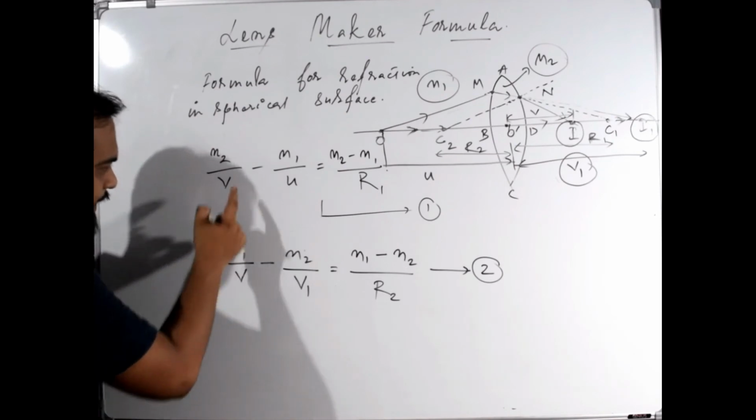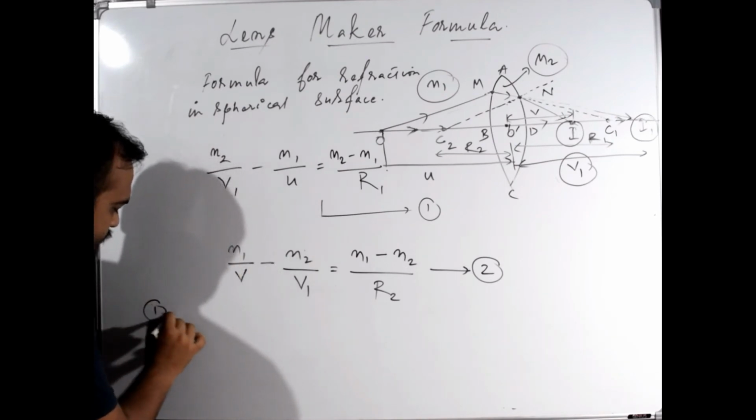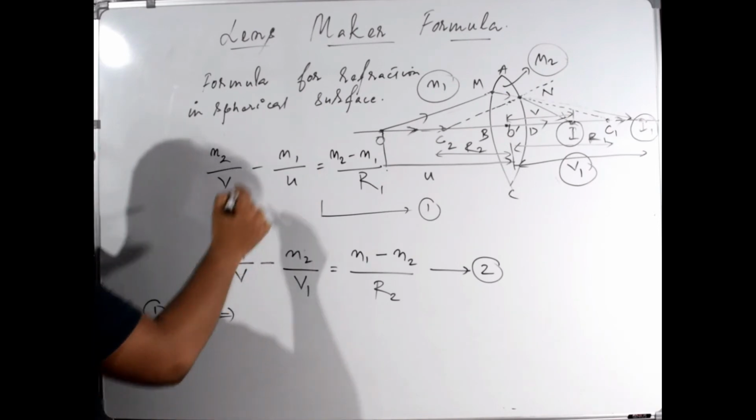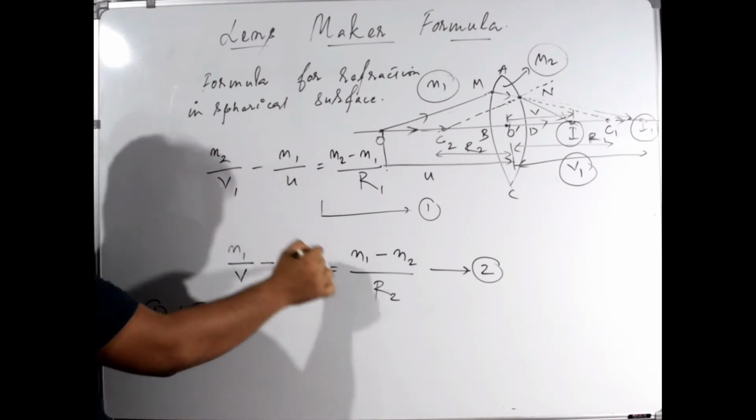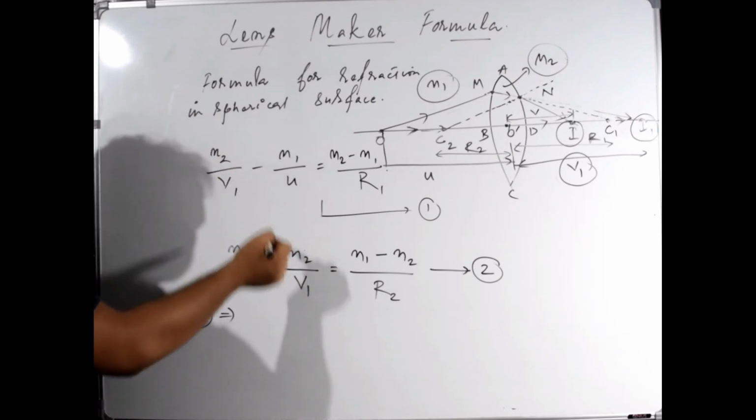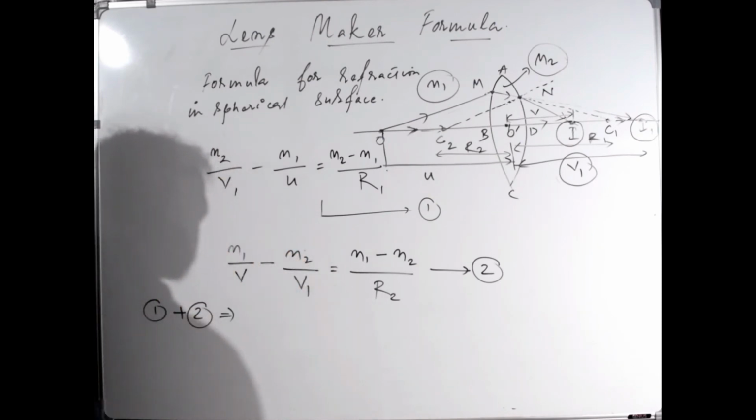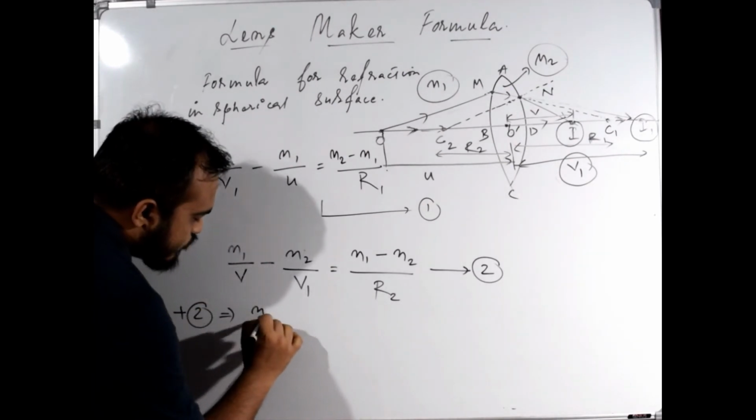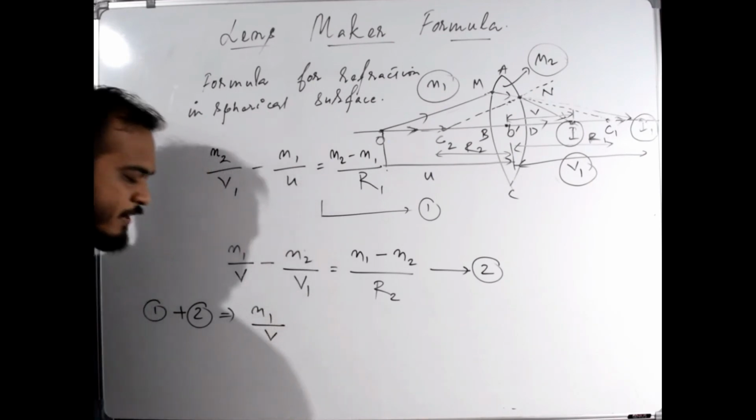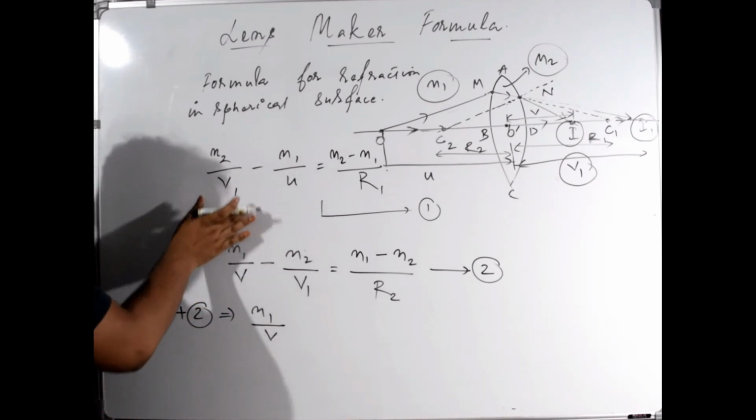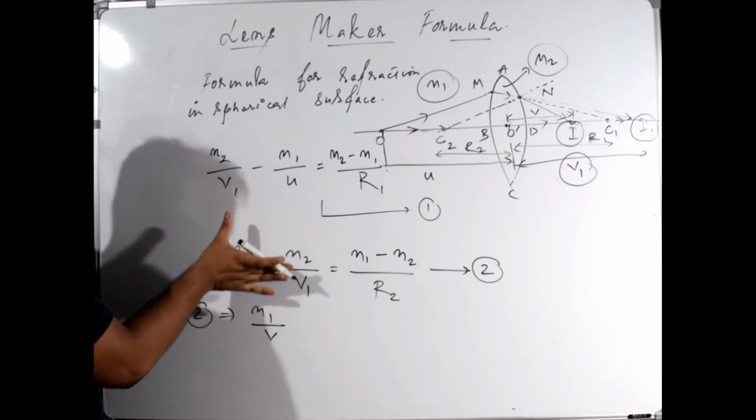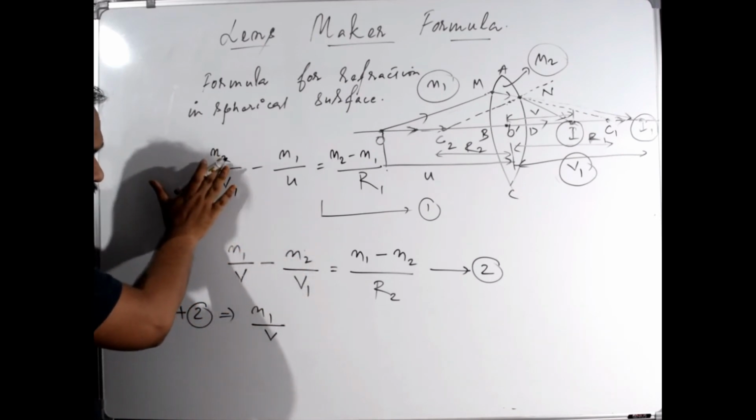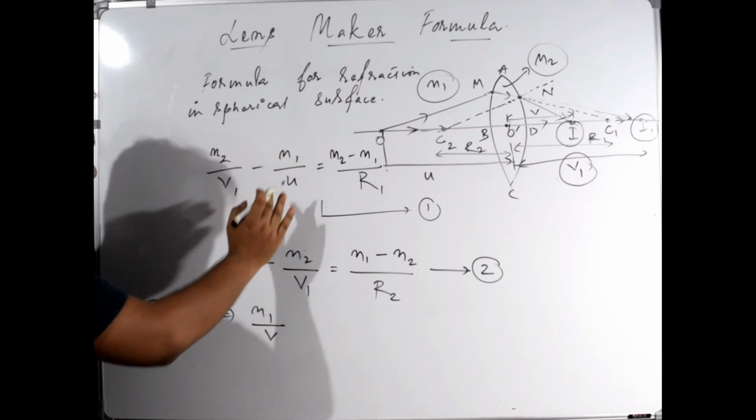Now let us add those two equations, that is 1 plus 2. If we do 1 plus 2, these two terms will get cancelled. That is, N2 divided by V1 and N2 divided by V1 will get cancelled, because one is minus and the other is plus. I am directly writing the equation which we got on adding 1 plus 2. These two terms will get cancelled. So finally, what will be present?